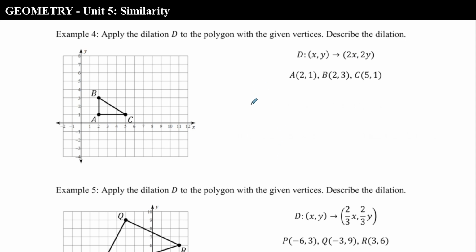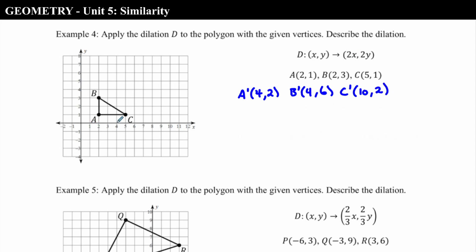So we are going to go to A prime. A prime is what we're going to call our dilated figure. So 2 times 2 gives us 4. 2 times 1 gives us 2. For B prime, 2 times 2 is 4. 3 times 2 is 6. And for C prime, 2 times 5 is 10. 2 times 1 is 2.